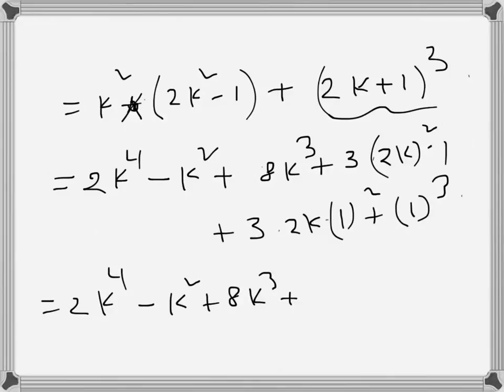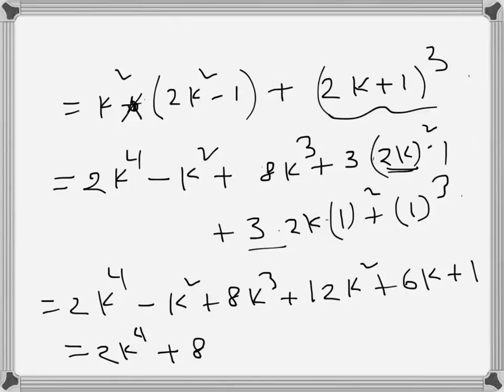So this is 2k to the power 4 minus k squared plus 8k cube, and this one will become 12k squared, and this one will become plus 6k, and this is 1. So we can write 2k to the power 4 plus 8k cube plus 11k squared plus 6k plus 1. So this is the left hand side. Let's leave it here and look at what happens to the right hand side when n is equal to k plus 1.